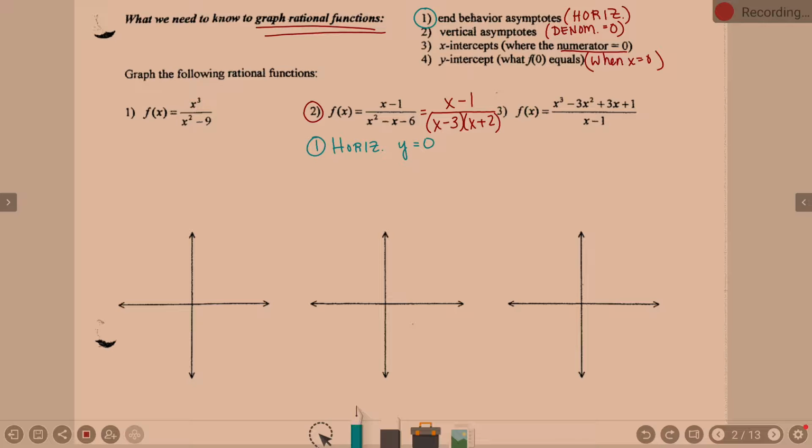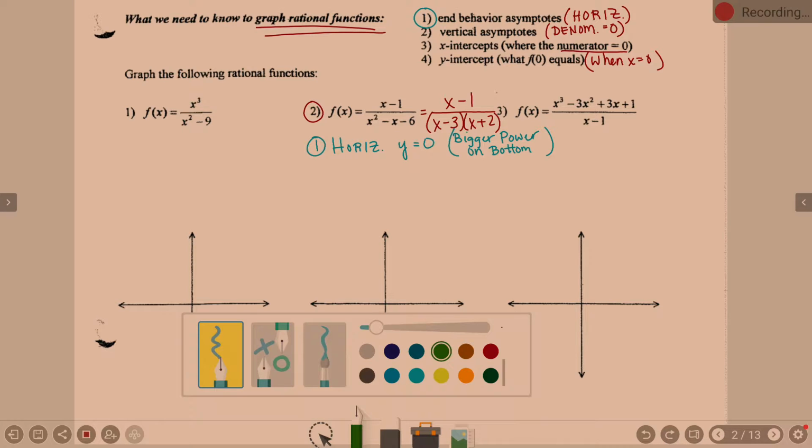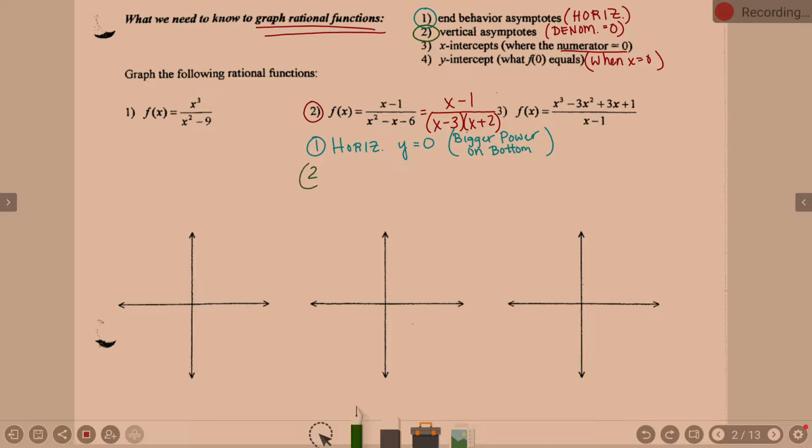And that's at y equals 0 because... Yeah, if you need the reminder, here it is. Bigger power on bottom. Know those rules for asymptotes. Okay. Step 2, or information 2. We'll put this all in the graph here in a moment.